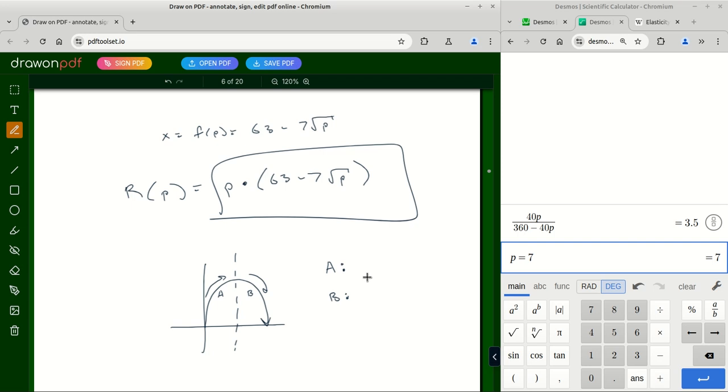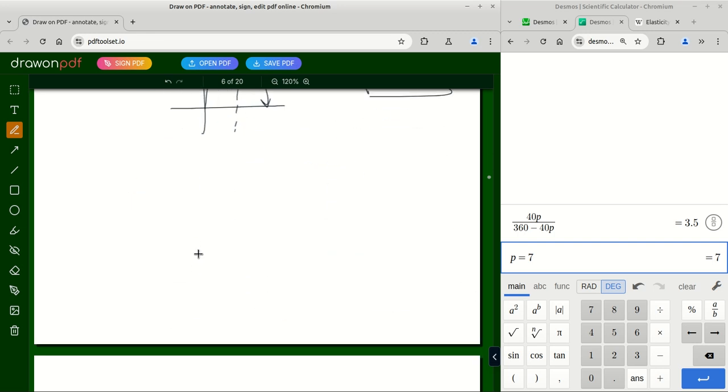I'm just going to give you the answers. This is inelastic. This is elastic. That's what you put for these answers, okay? We're just getting the job done, guys. We're just getting the job done.